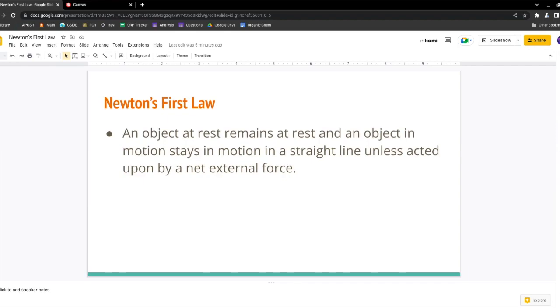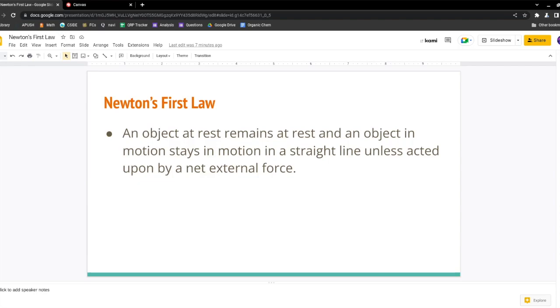It's defined as an object at rest remains at rest, and an object in motion stays in motion in a straight line unless acted upon by a net external force. And that sounds like a bunch of gibberish, but let's break it down. First, let's define what a net external force is.